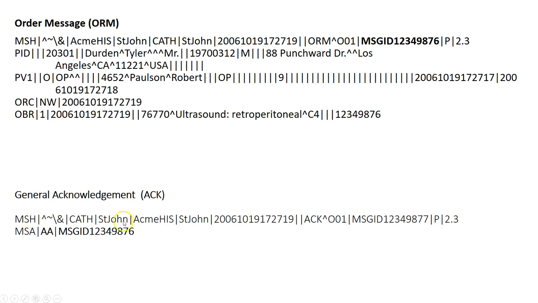So here's the MSH, and it tells you it's an ACK to an O01, which in ORM is always an O01, right? It tells you that it's got acknowledged and accepted with an AA, and it tells you the message that it gave the application acknowledgement to. It ends in 876, ends in 876. So this acknowledgement goes to this specific message if you look them up by the message ID.